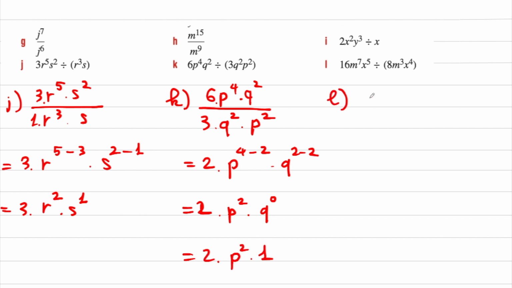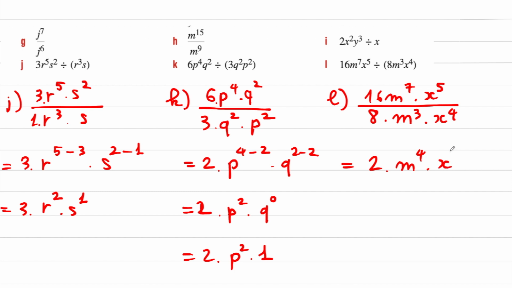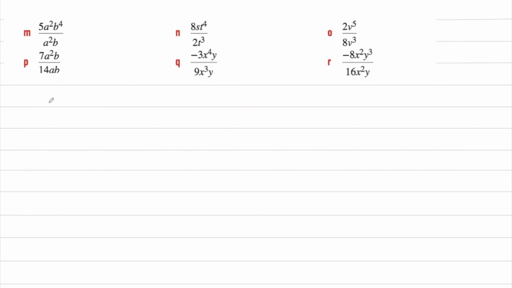The last one for this line, 16 m to the power of 7 h^5 divided by 8 m cubed and h to the power of 4. So here is 2, here is m to the power of 4 and h to the power of 1. And I hope you can understand this question. The same idea with question M, I think I can write out immediately. The first one you can see a squared simplified with exactly a squared. So that will be 1. And the next one will be b to the power of 3 because 4 minus 1 is 3.